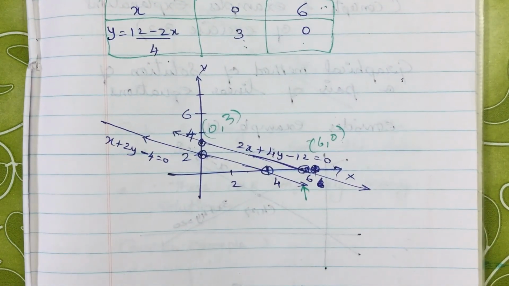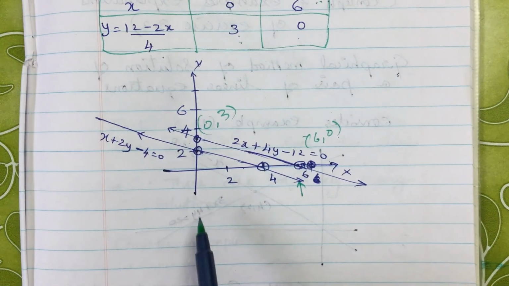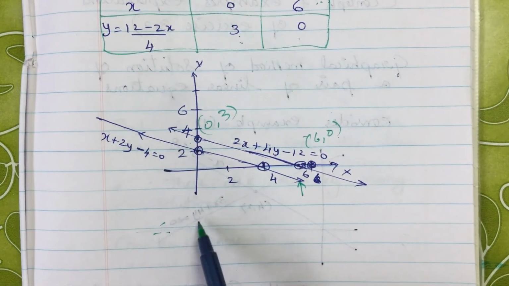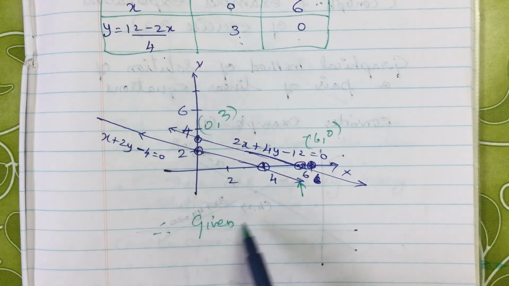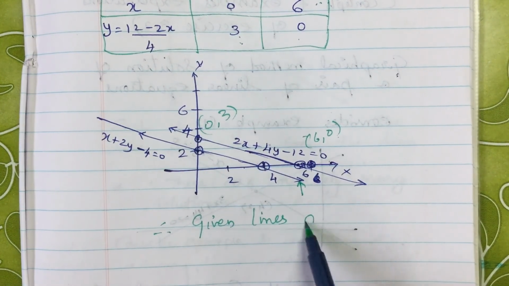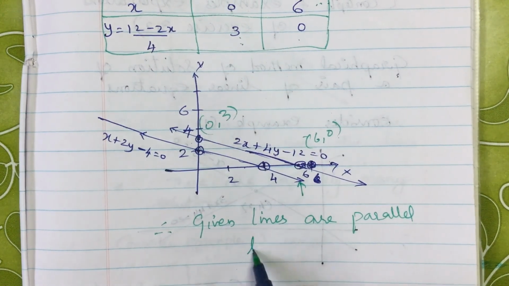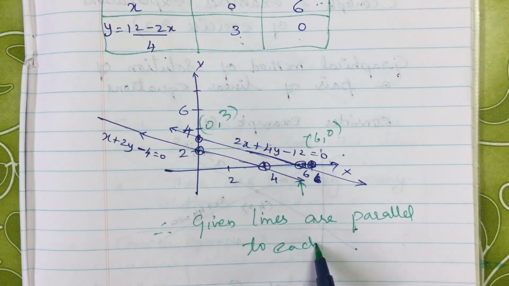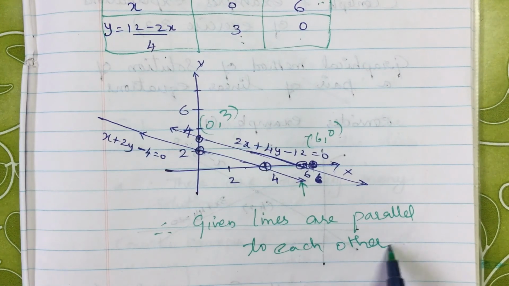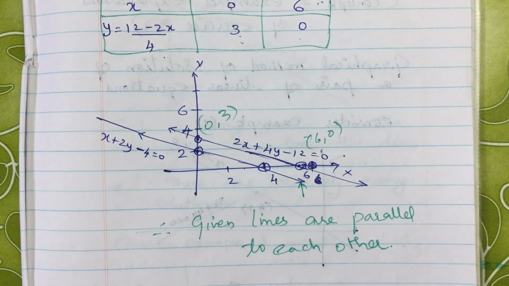What you can observe from these two lines is that they seem to be parallel to each other. Therefore the given lines are parallel to each other. This is the conclusion you can make from this graph.